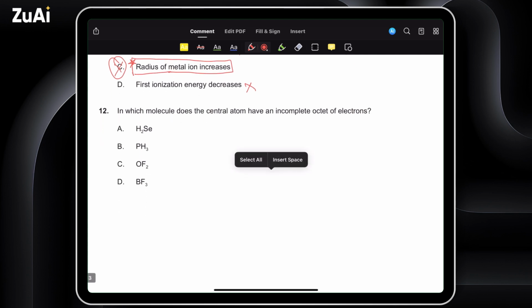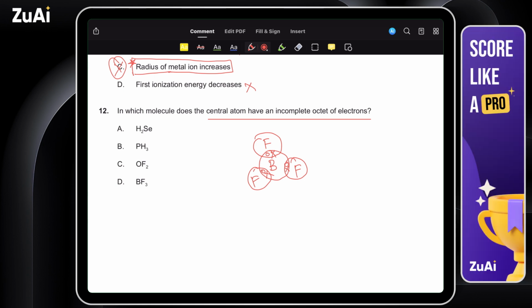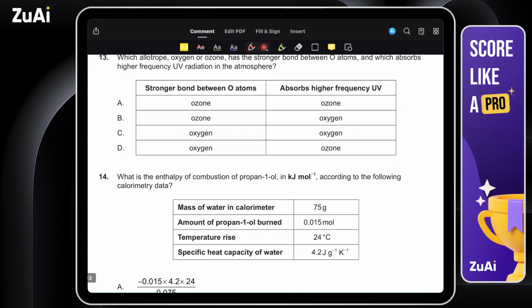In which molecule does the central atom have an incomplete octet? Incomplete means, if you look at boron, in fact every element belonging to the third group, when it makes a covalent bond, it always has an incomplete octet. Why? Because it has 3 electrons, and even if all the electrons are shared, it still has 6 electrons in the outer shell. That's why D is the answer.